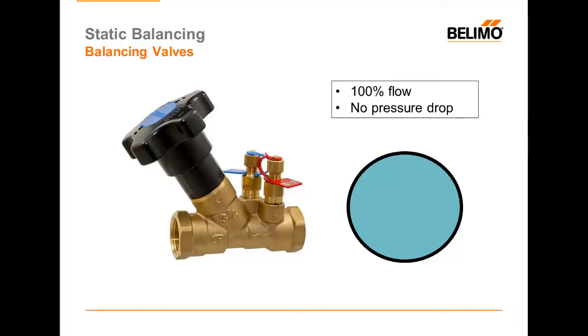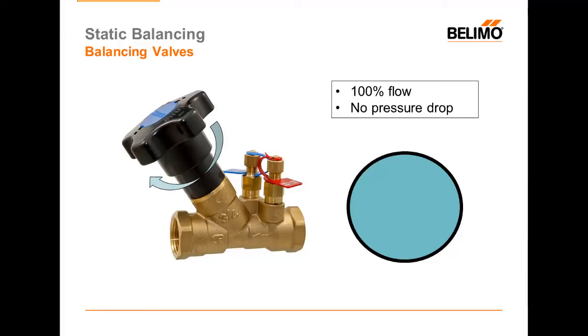A wide open balancing valve essentially creates no pressure loss in the branch run. It actually creates a very small pressure loss, but for this conversation we'll just assume that it has none. The blue circle on the right illustrates a pipe cross-section with the pipe wide open. So at 100% of the flow rate, a wide open balancing valve will essentially create no pressure drop.